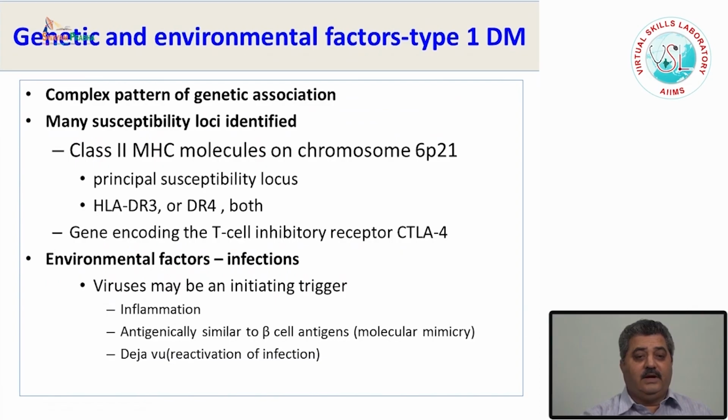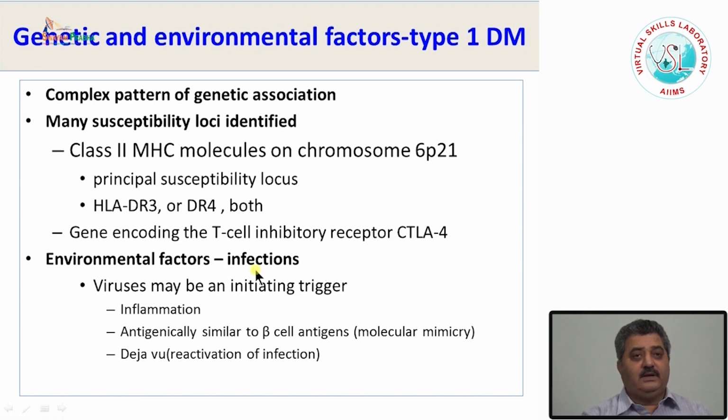Now, type 1 diabetes is multifactorial. There are some genetic factors and some environmental factors. It has a complex genetic association, and it has been found that there may be some loci related to the class 2 MHC molecules on the chromosome 6p21 region, and patients who are HLA positive for HLA DR3, DR4 or both are more prone to type 1 diabetes. There may also be some genes encoding T cell inhibitory receptors which are involved in type 1 diabetes.